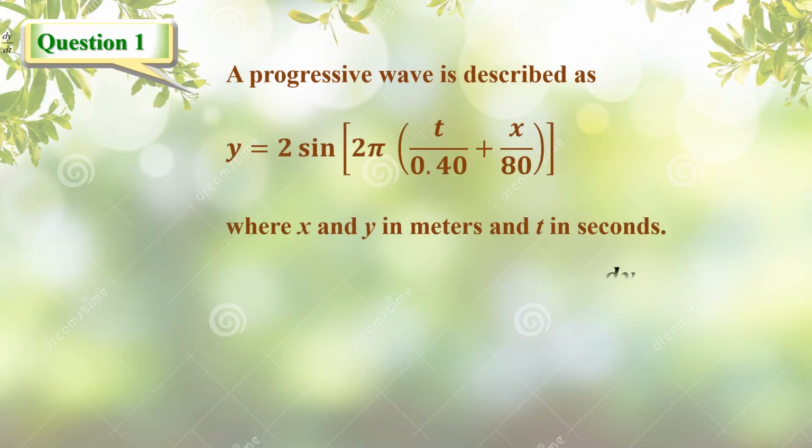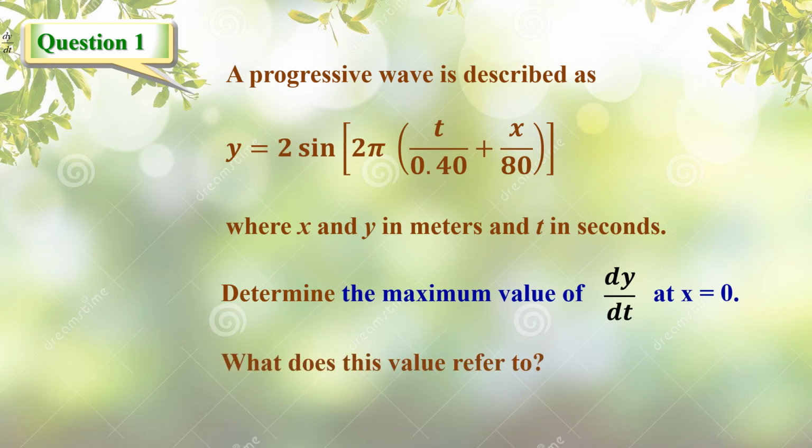Okay, now refer to this slide and question 1. A progressive wave is described as y equals to 2 sine bracket 2 pi and bracket t over 0.4 plus x over 8t, where x and y is in meter, t in second. Determine the maximum value of dy dt at x equals to 0. Okay, what does this value refer to? Okay, now we proceed to the next slide.